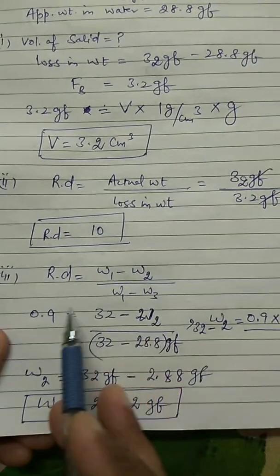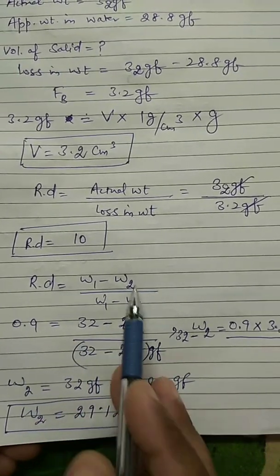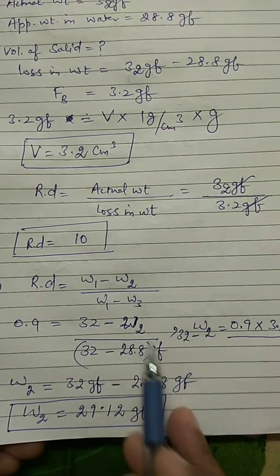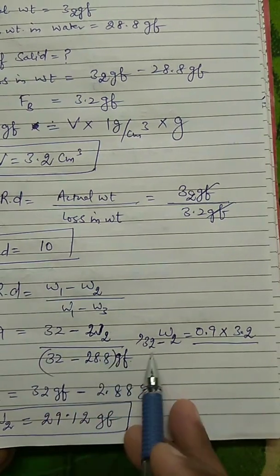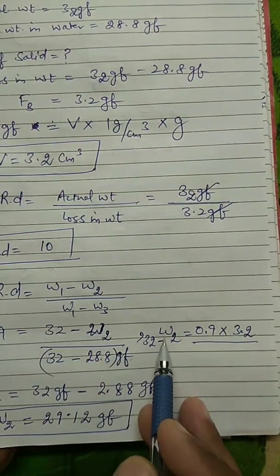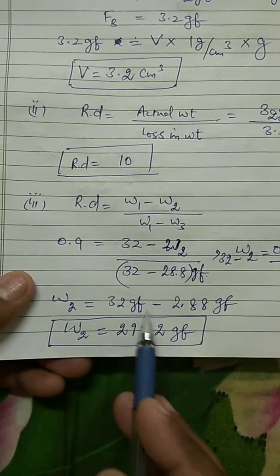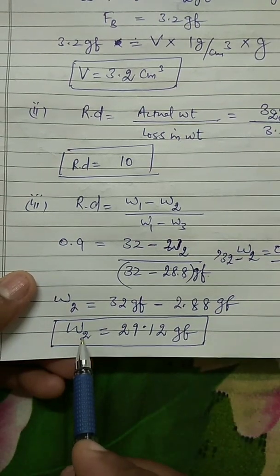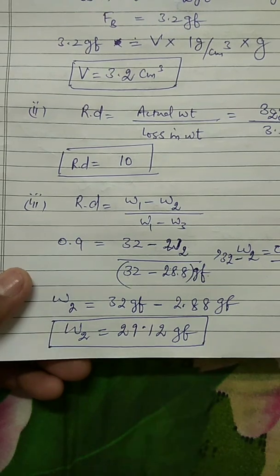One of the liquids is given, so the relative density of that liquid is 0.9. 32 minus W2, that we have to find, over 32 minus 28.8 gram force. If we solve this, 32 minus W2 will remain over here, and you can multiply 0.9 into 3.2. So W2 is equal to 32 gram force minus 2.88 gram force. Answer is W2 equal to 29.12 gram force.